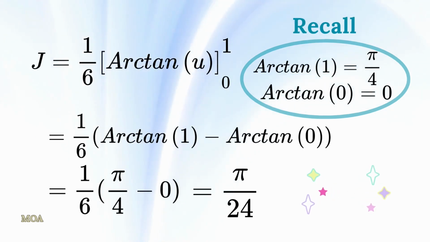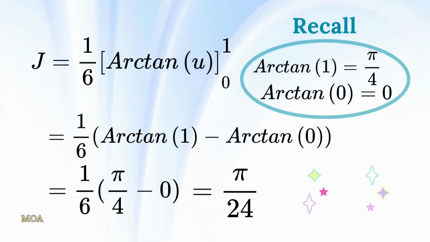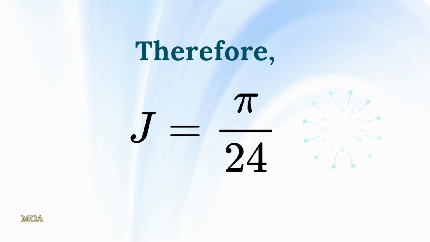Using the fundamental theorem of calculus, this gives J equals 1 over 6 times the quantity arctangent of 1 minus arctangent of 0. We know that arctangent of 1 equals pi over 4, and arctangent of 0 equals 0. So J equals 1 over 6 times the quantity pi over 4 minus 0, which simplifies to 1 over 6 times pi over 4. By multiplying 1 over 6 and pi over 4, we find that J equals pi over 24. Therefore, J equals pi over 24.